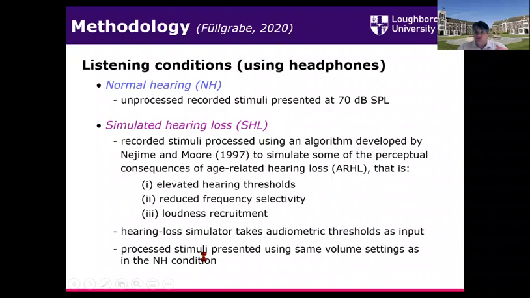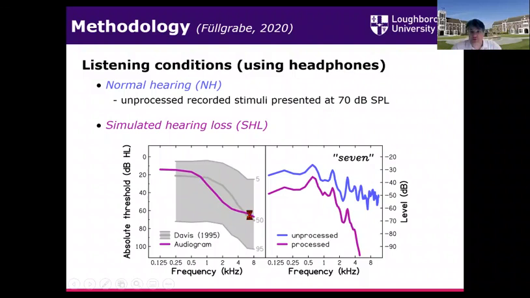Now here on the left, I'm showing you the audiogram, in magenta, that was used for the hearing loss simulation. This audiogram, which was taken from epidemiological data, is typical for a 75-year-old listener. You can see we have a high-frequency sloping hearing loss. This was fed to the algorithm, and then the different speech stimuli were processed. And here on the right, I'm showing you the spectrum for one of these stimuli, the digit 7, unprocessed, and you can see it contains energy even in the high frequency range.